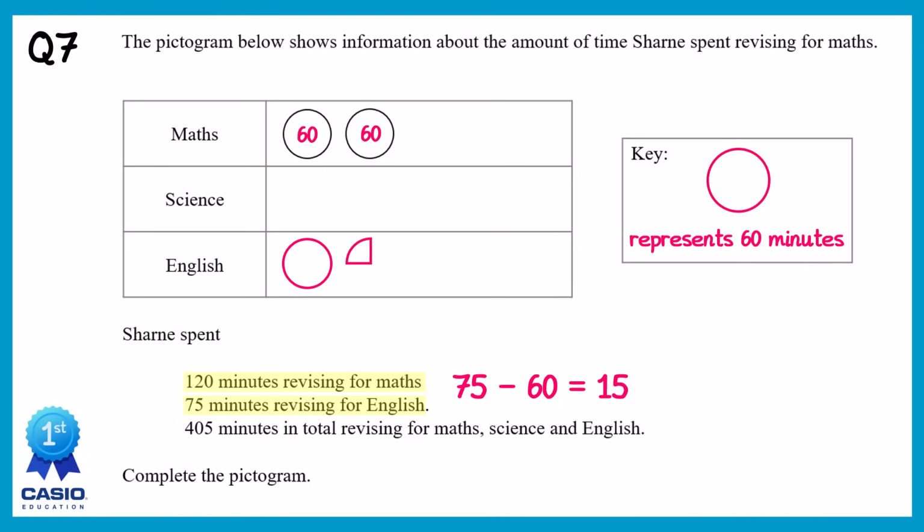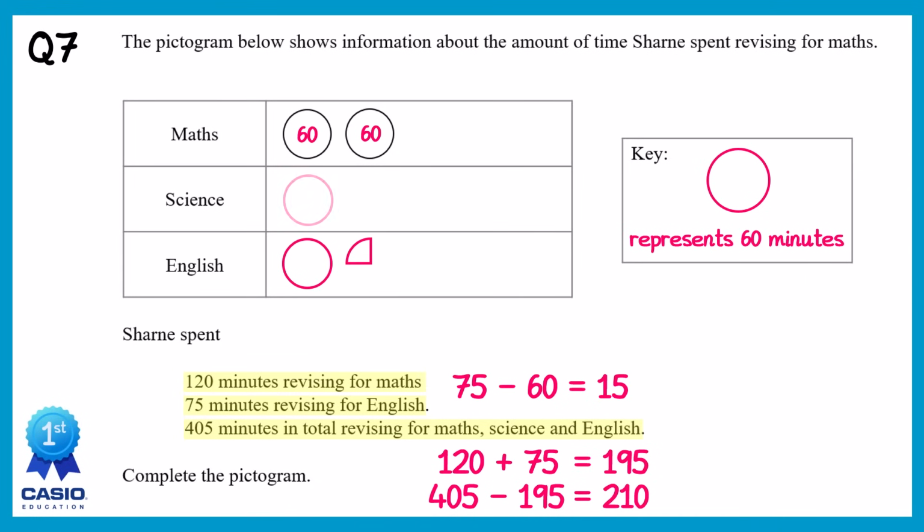So English is done. We don't have the amount of time that Sean spent revising for science, so we need to work that out. We are told that she spends 405 minutes revising for all 3 of the subjects though. So if we add up the time for maths and English, 120 and 75, we get 195. We could then subtract this from the total, so 405 subtract 195, and that leaves us with 210. So science needs to be 210 minutes.